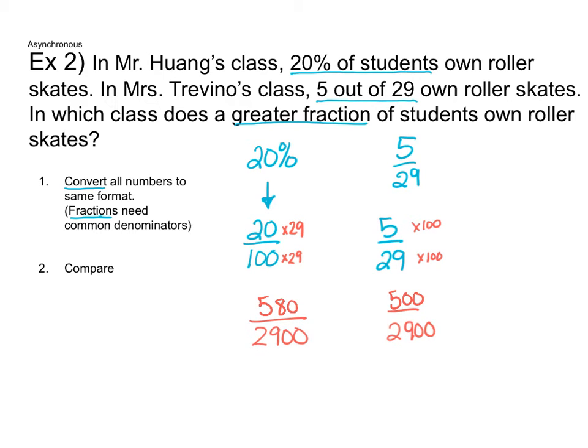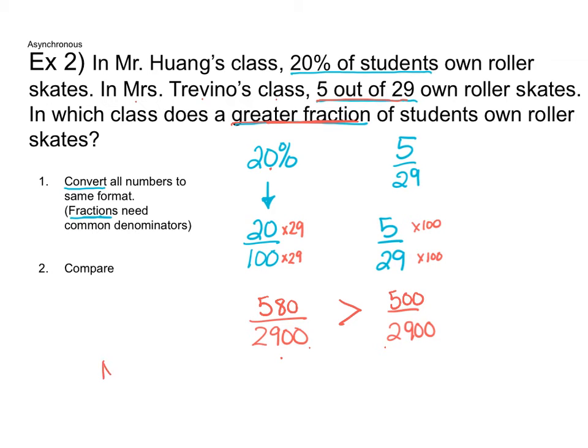So now I can compare. I have the same denominator. So is 580 out of 2,900 greater, or 500 out of 2,900 greater? Well, 580 is greater, so I would write my greater than sign. So in Mrs. Trevino's class, that was 5 out of 29. And I need to see which was the greater fraction, so that was actually the 20% class.